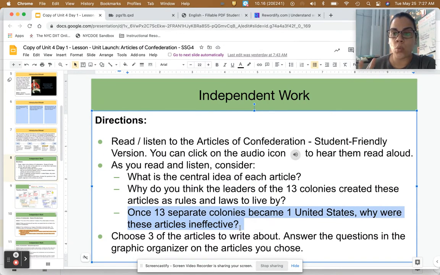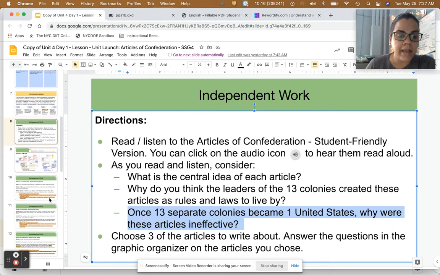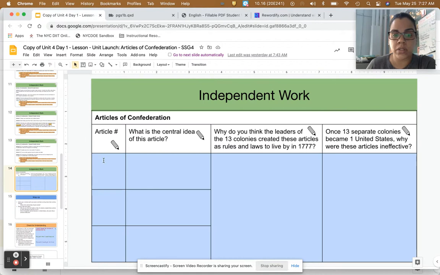Meaning, once the colonies became one entire country, what problems do these articles now cause? Or why would these articles need to be changed or revised now that we're all one country? Okay, and you can take notes here on your Google slide.